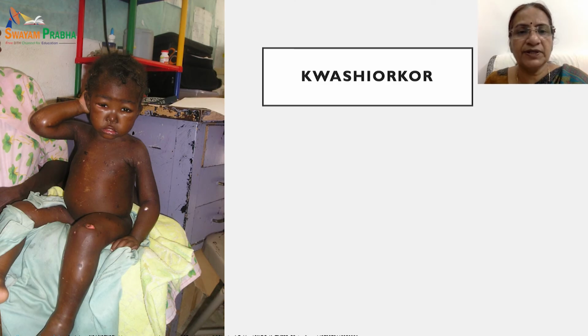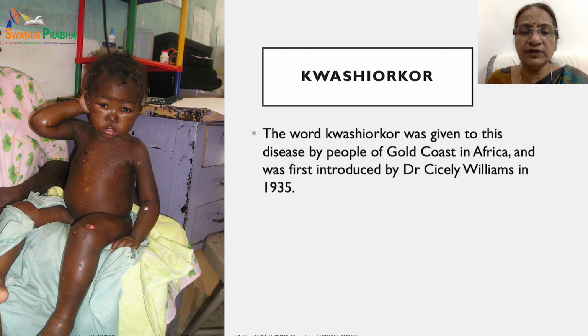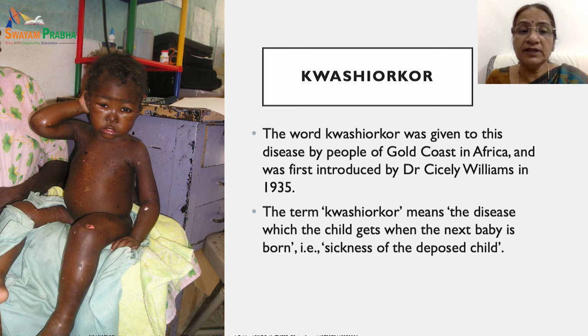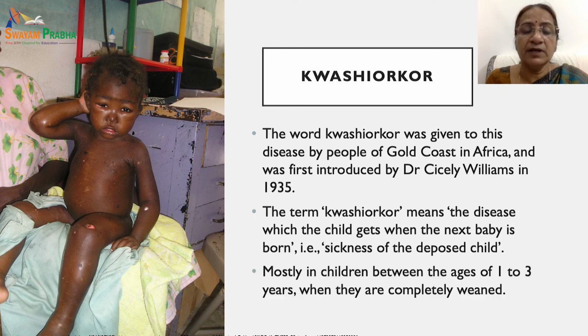Now, kwashiorkor. The word kwashiorkor was given to this disease by people of Gold Coast in Africa and was first introduced by Dr. Cicely Williams in 1935. The term kwashiorkor means the disease which the child gets when the next baby is born, that is, sickness of the deposed child. It is found mostly in children between the ages of 1 to 3 years when they are completely weaned, that is, taken off the breast.